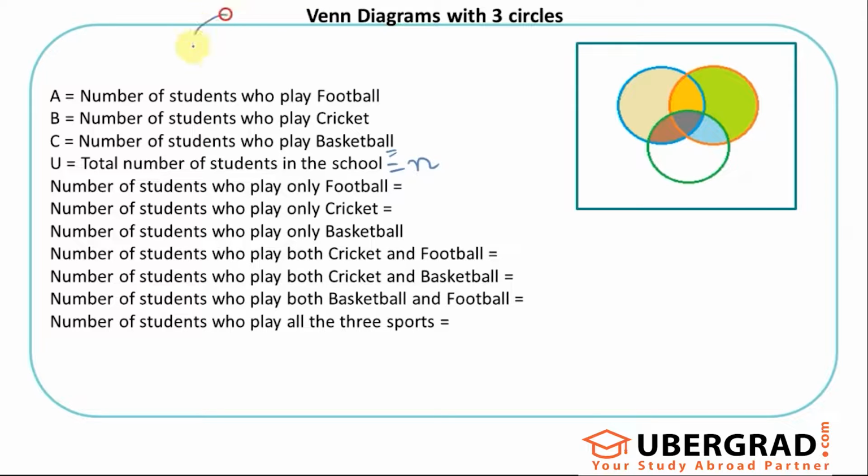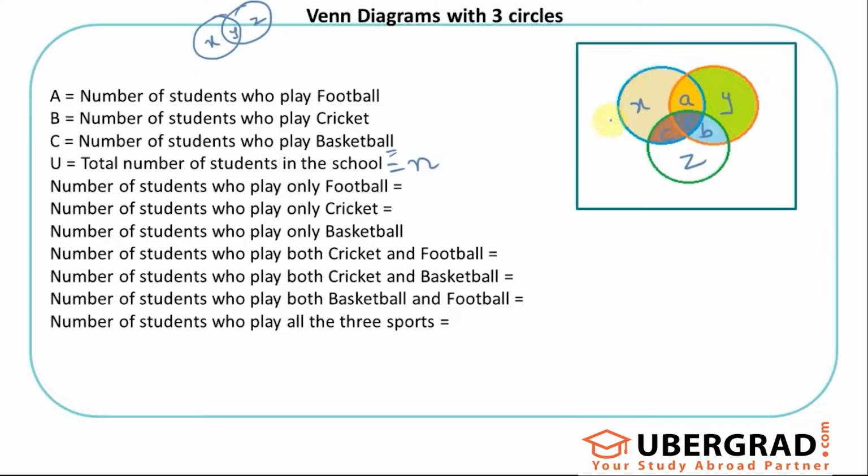Earlier we had only 2 circles. So we had x, y and z, right? There were only 3 variables. Here we'll have actually 7 variables. Let's assume this to be x, y and z. And let me call this A, B and C, and let me call this to be P, right? So that's altogether I have 7 variables.